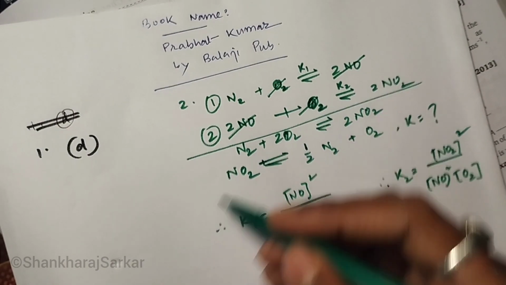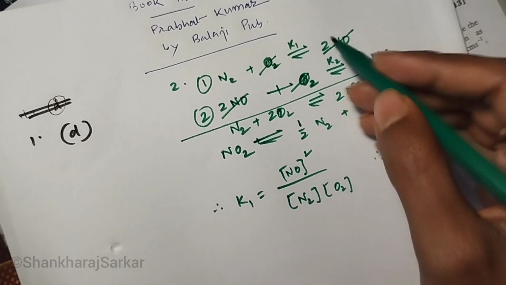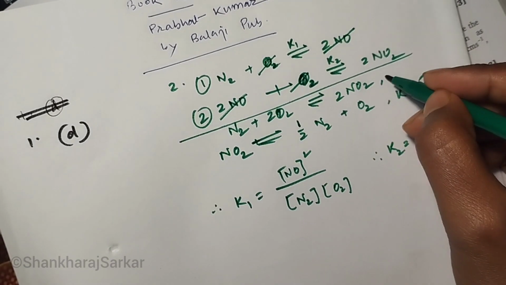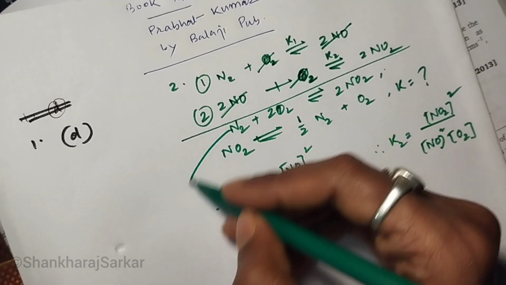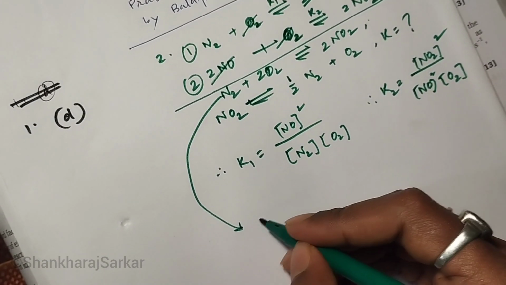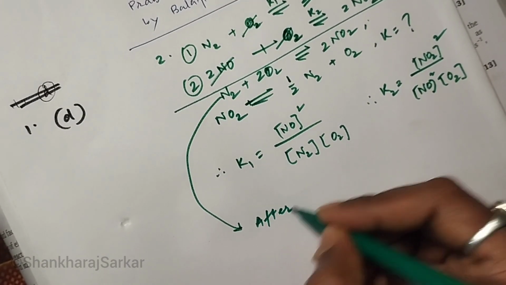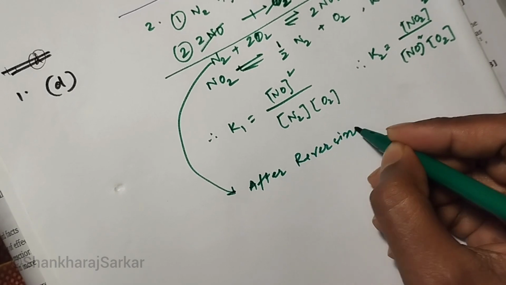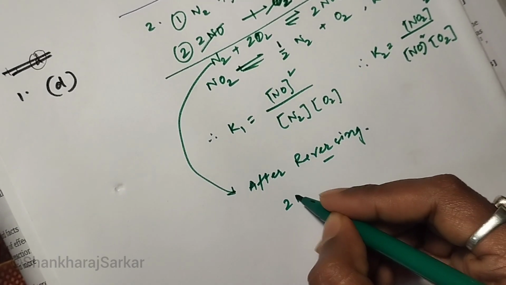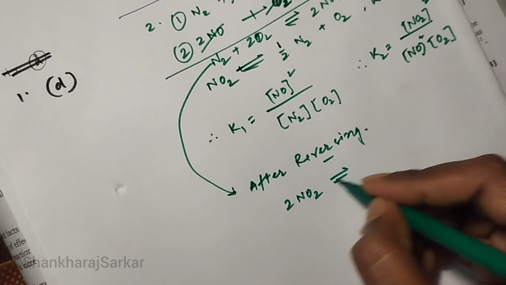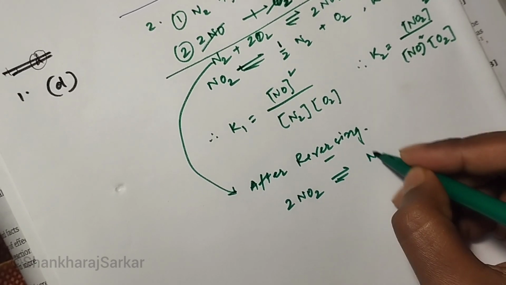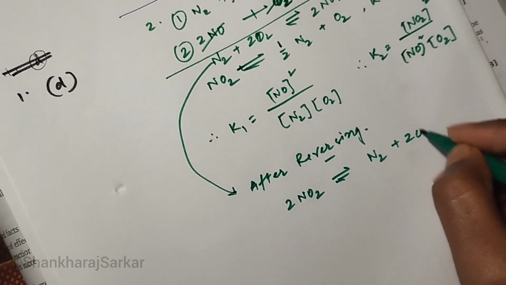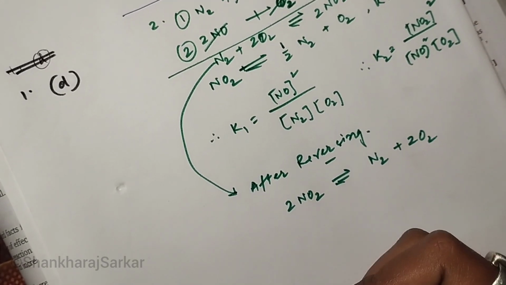Now this is the equation after adding the two equations. For this equation, if we reverse it, after reversing you will get 2NO2 reversible to N2 plus 2O2. Then we will divide it by 2.